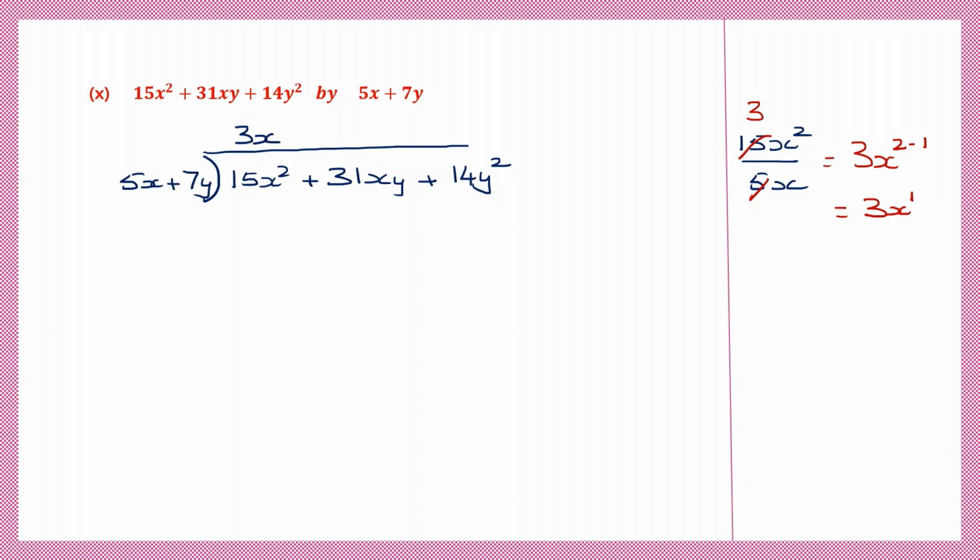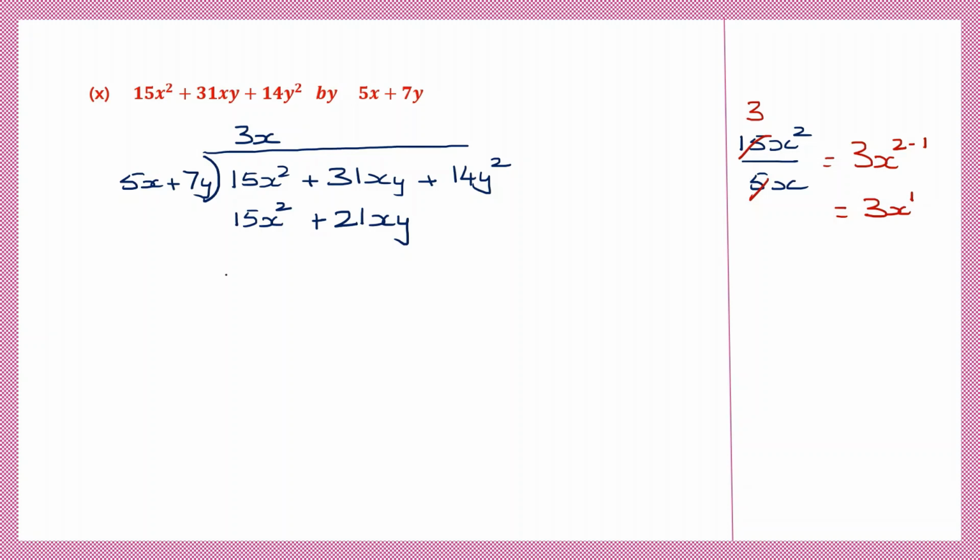Now let's multiply 3x into 5x. So 3 5s are 15. x into x is x squared. Multiply now 3x into 7y. 3 7s are 21. So the sign is plus. 21, x into y is xy.